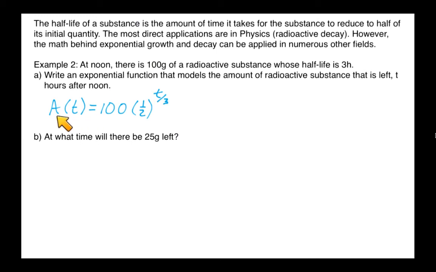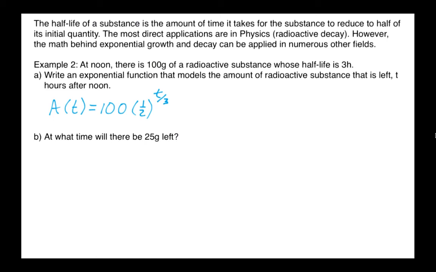So A, the amount I have in grams, is starting at 100, and we're multiplying by 1/2 because we're talking about half-life. We get half of the amount every 3 hours. So when t gets to 3, that's going to be a half to the 1. When t gets to 6, that's going to be a half to the 2, and so on. So hopefully that makes sense why we're dividing by the 3. And again, we're dividing by the half-life.